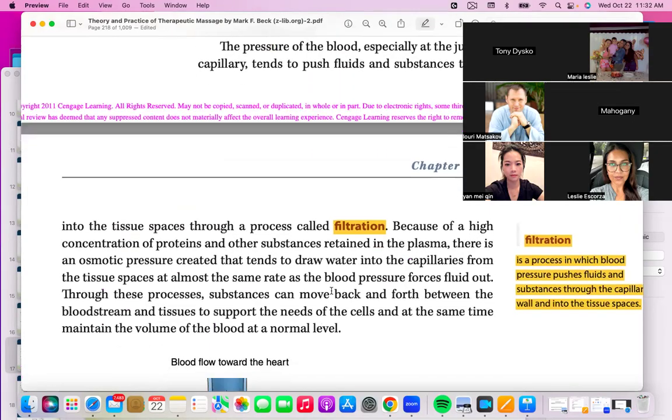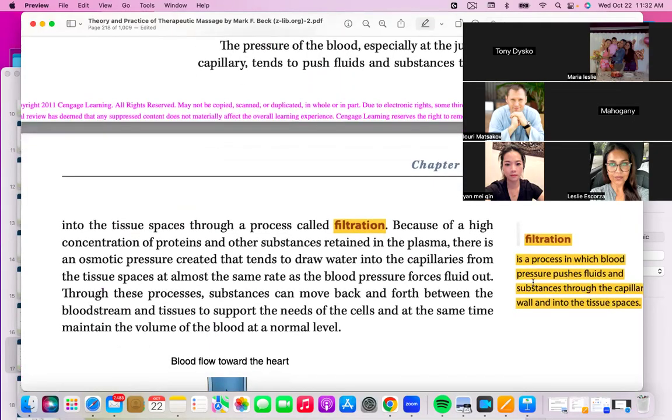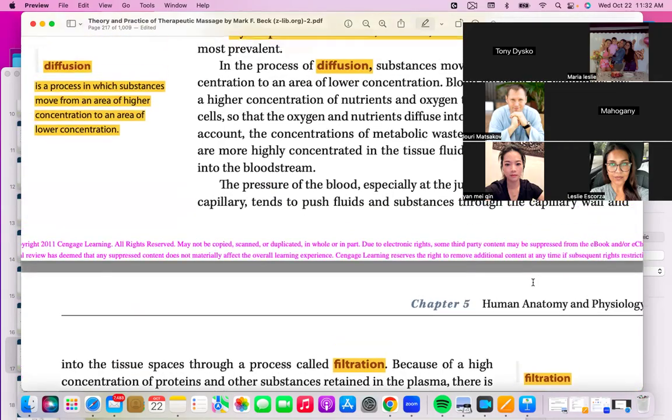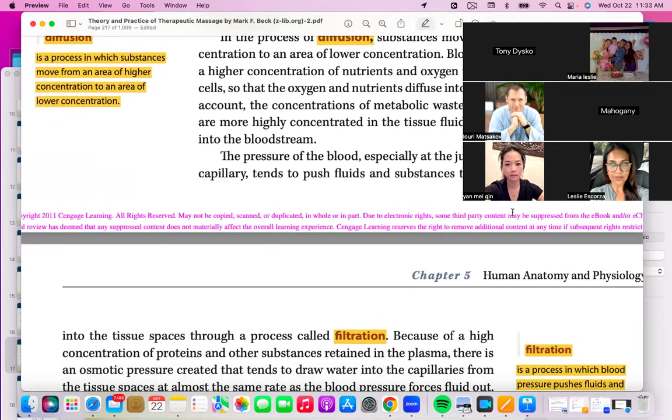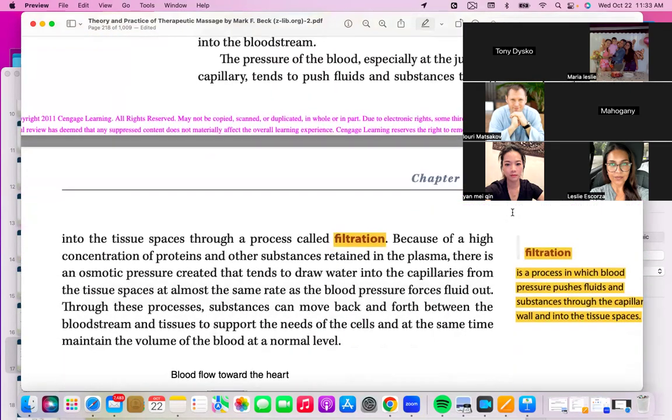Filtration, this is another process in which blood pressure pushes fluid and substances through the capillary wall into the tissue spaces. So the pressure of the blood, especially at the junction, where two things meet together, here the arterioles and capillaries, so from the bigger to the medium to the small, tends to push fluid and substances through the capillary wall and into the tissue spaces through the process of filtration. So like a filter, it allows certain things to go through it.